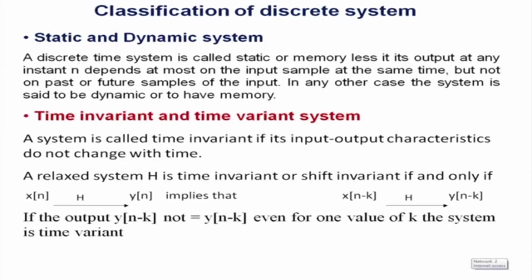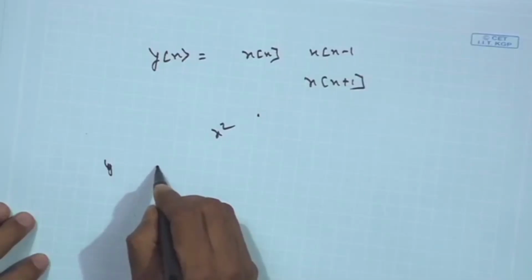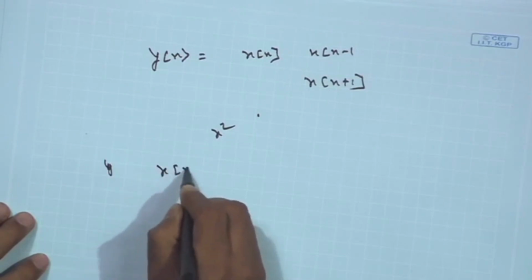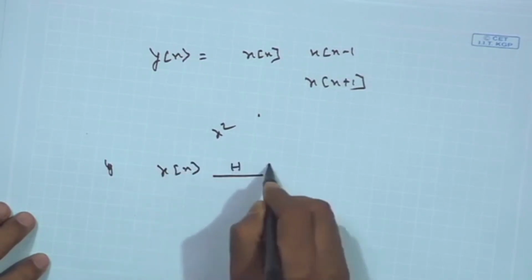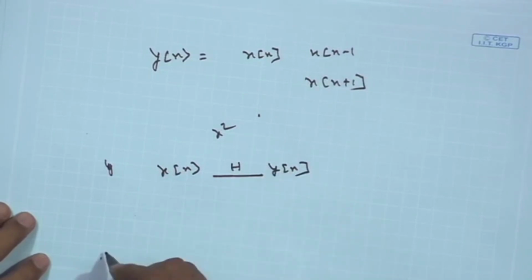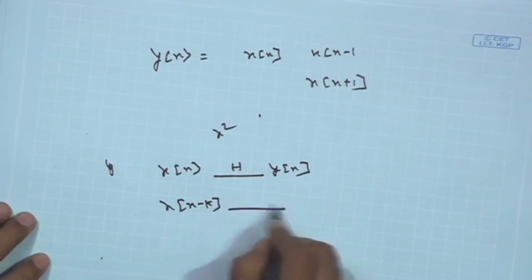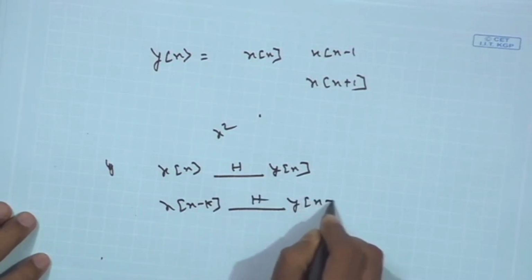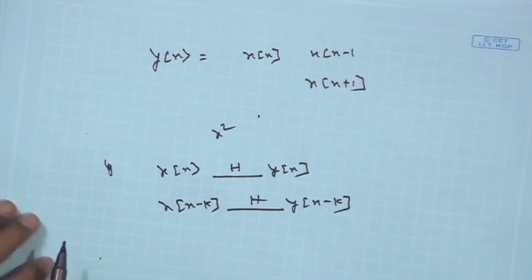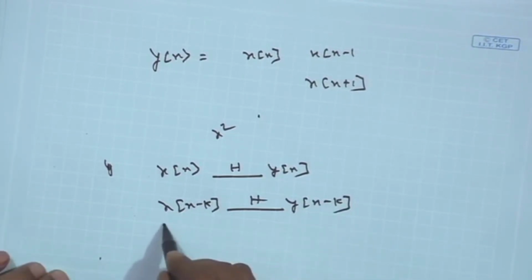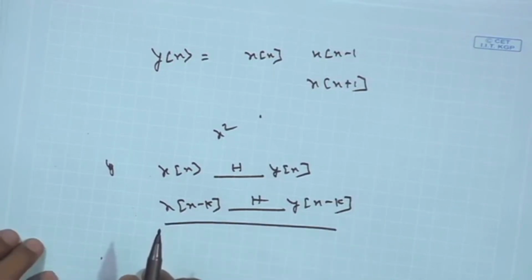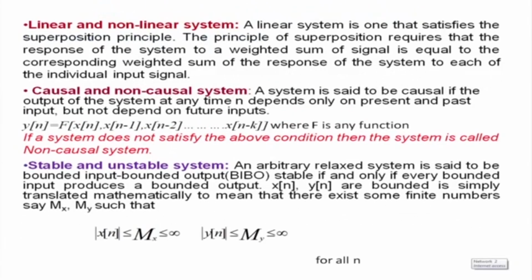So, how do you mathematically say that? If x n is the input of a system H and the output is y n, if I apply x n minus k, I should get y n minus k, then it is called a time invariant system. Along the time, the system does not change its property. Okay. Now, linear and non-linear system. So, how to test the linearity of the system?